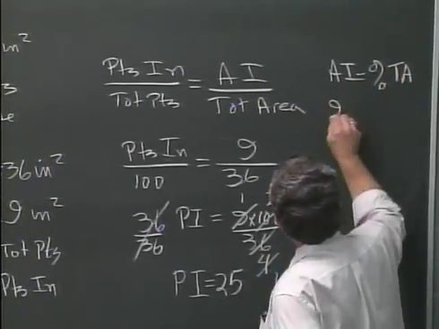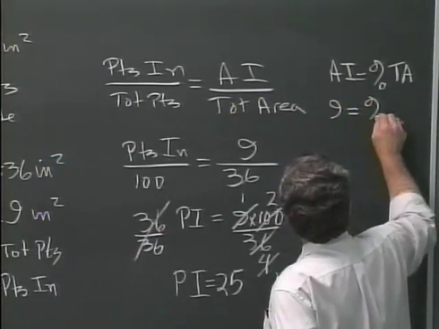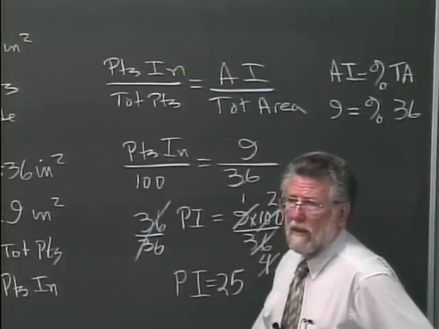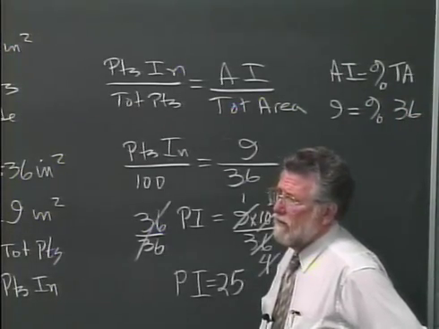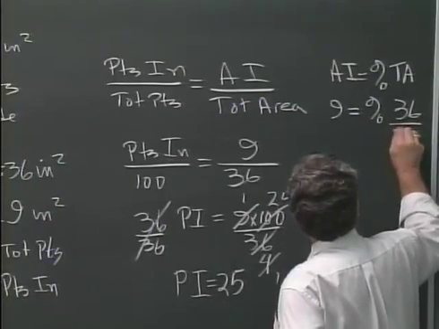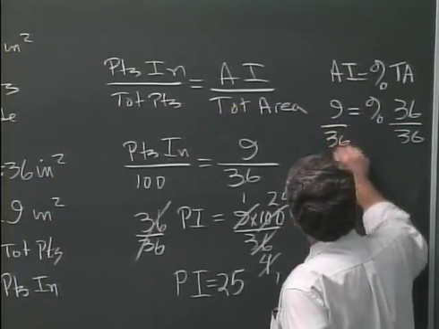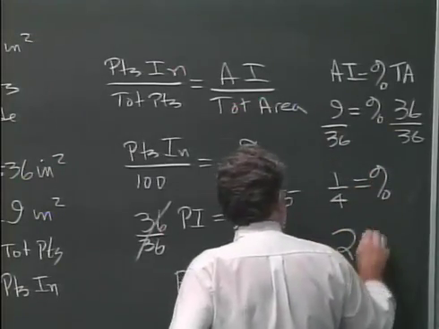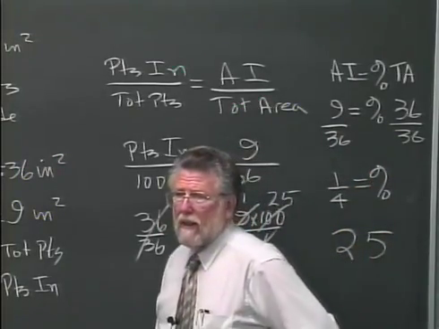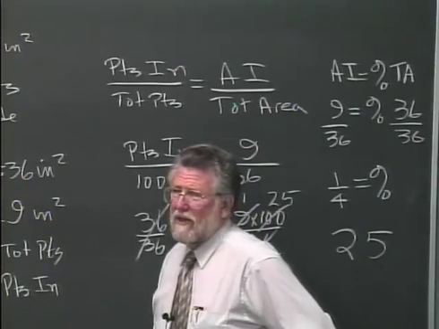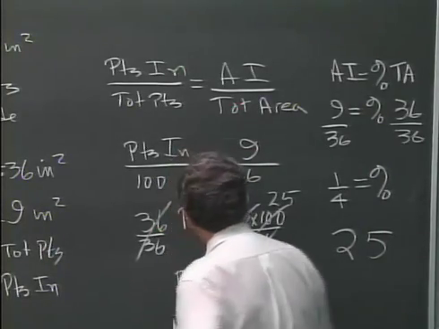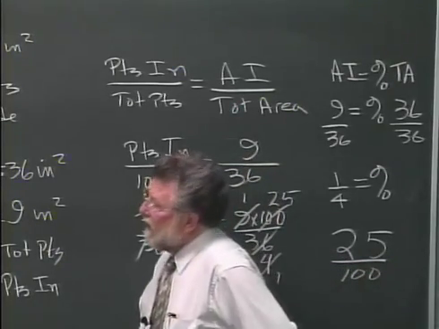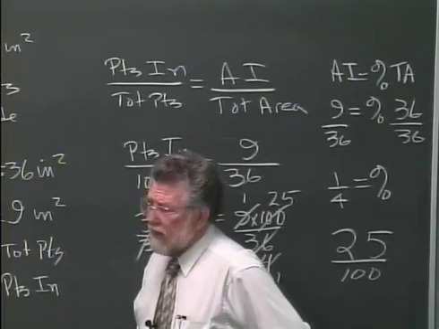I know the area inside is 9. The percent times, and the total area is what? 36. But then what do I have to do? Divide both sides by 36. And so I'm saying 1/4 is my percent, which is 25 in order to do that. Okay, so to that extent, you'd have to have 25 over 100. And so that means you have 25 inside. That's not as obvious, I think. But it can be done.